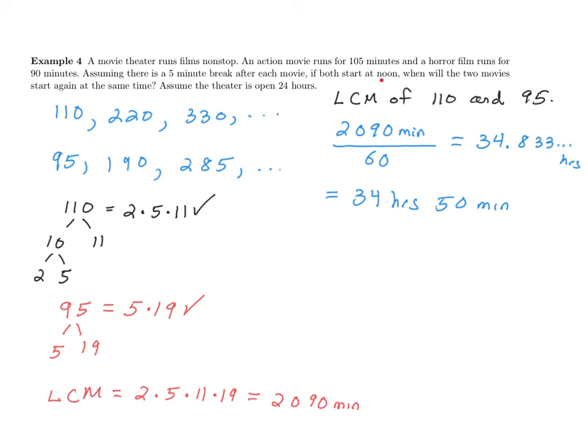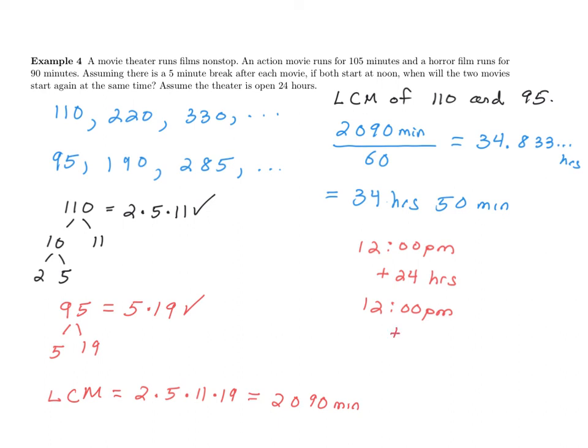Okay, so if we start at noon and we go 34 hours and 50 minutes later, what time is that? This is a bit confusing, but let's try to figure it out. So we're basically starting at 12 p.m. on some day. If we add 24 hours to this, we've gone a full day, and it's noon on the next day. Now that means you took 24 hours away from 34 hours and 50 minutes. That will leave you with 10 hours and 50 minutes.